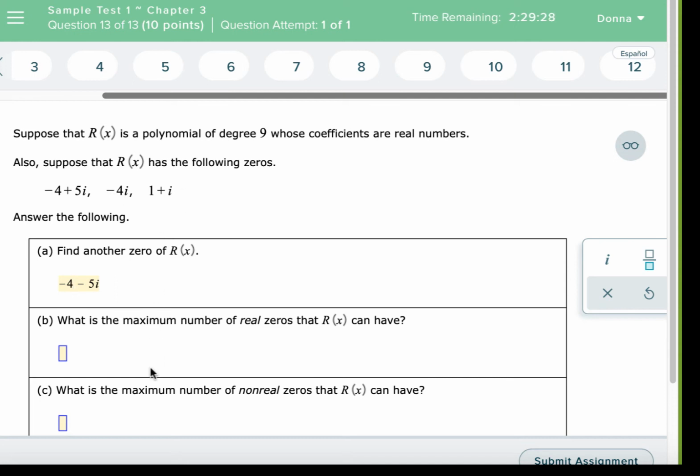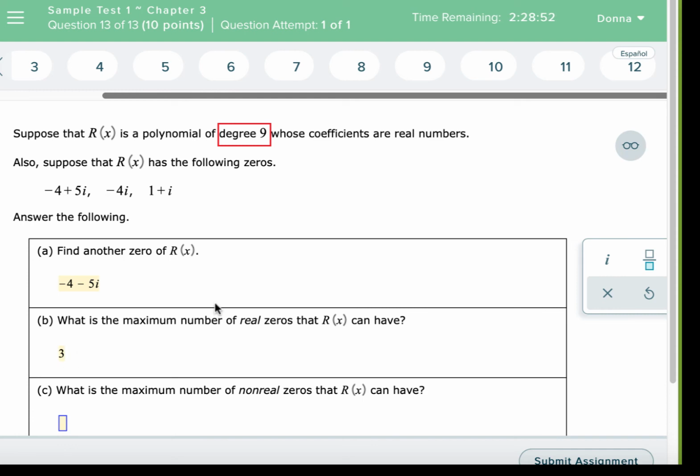So then it asks for the maximum number of real zeros, and this is a degree 9. So if it's of degree 9, and we have 1, 2, 3 complex numbers, they come in pairs, so there'll be 6. So if you do 9 minus 6, that'll leave you with 3 left. If there were some real numbers that had also been given to us, it's still 3, and those would be included in the lot.